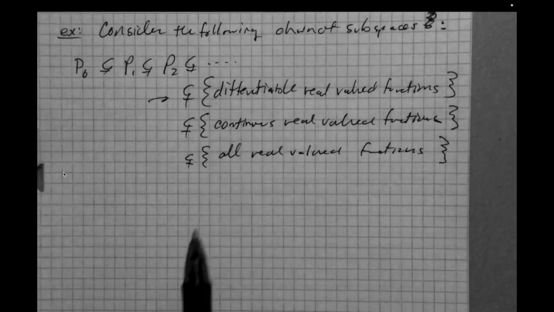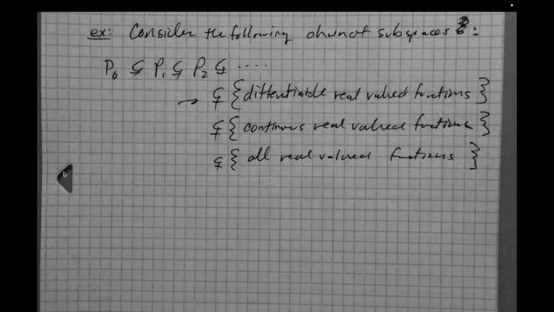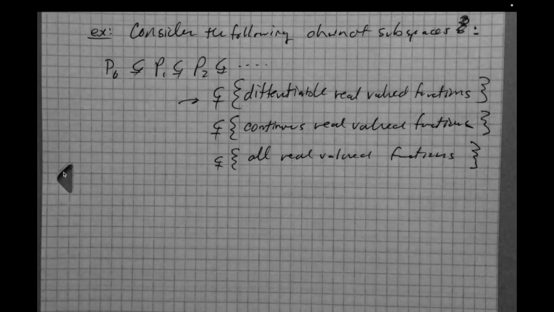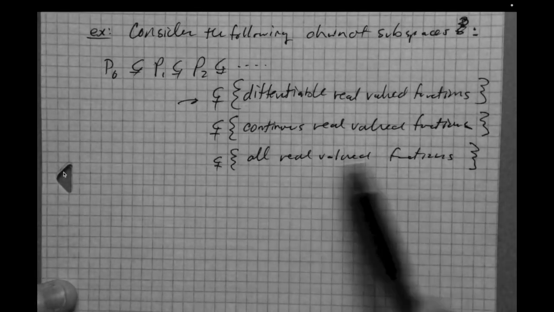If you think back to your calculus classes, a lot of the discussion was that something needed to be continuous in order for it to be differentiable, but it was possible for some continuous functions to not be differentiable, and so on. So there's a whole chain of subspaces that are laid out that you could consider to be subspaces of all real valued functions.